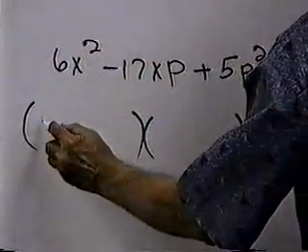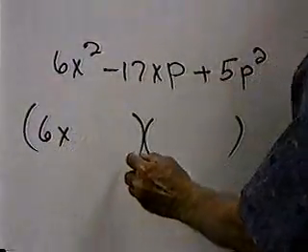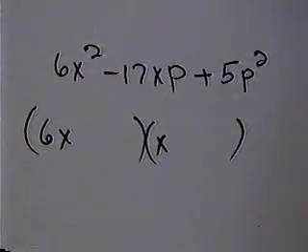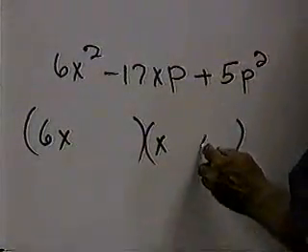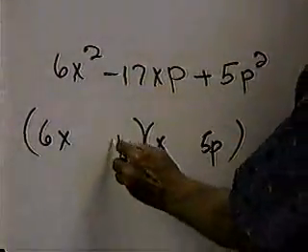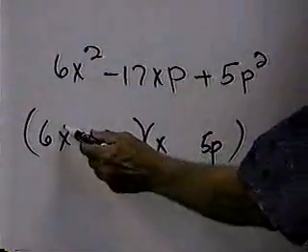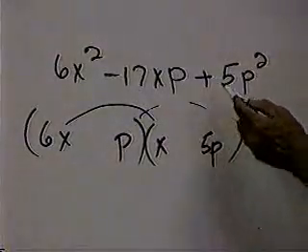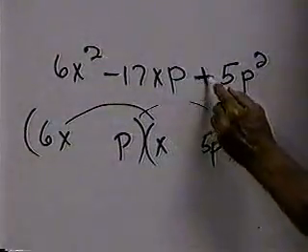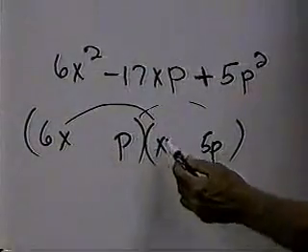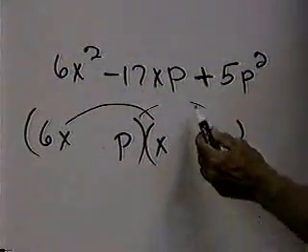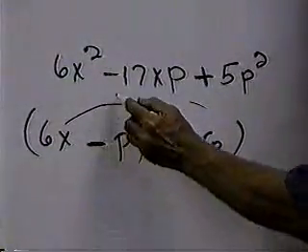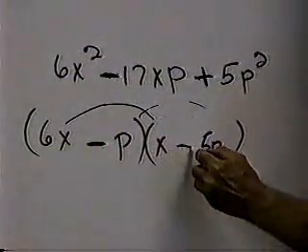Well, first factor is 6 and 1. Last factor is 5p and p. Now, first times the first, yes. Last times, oh wait. Now, if the last term is a plus, then these signs have to be the same. These signs have to be the same. If the last sign is a plus, then these have to be the same, and they have to be whatever that middle one is.